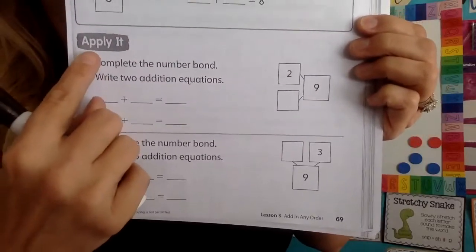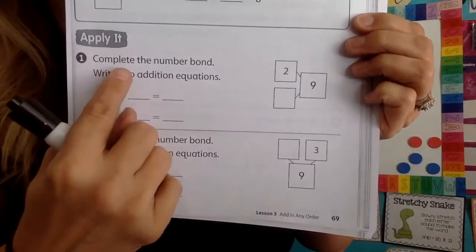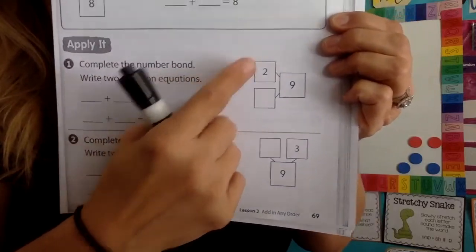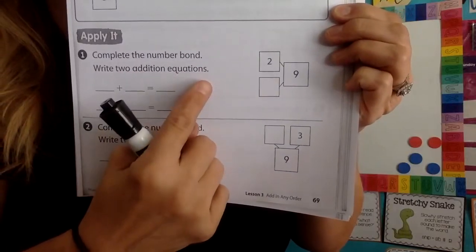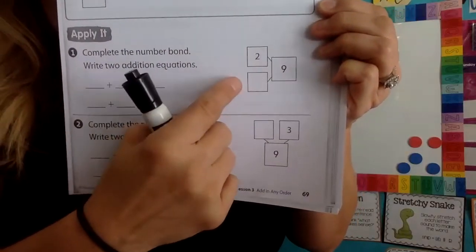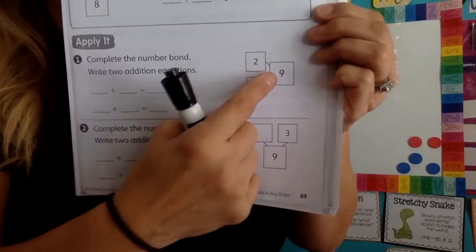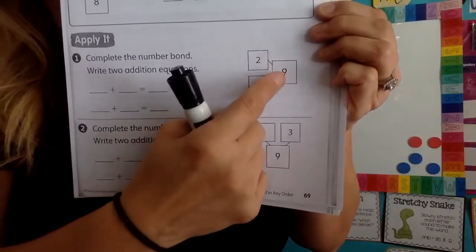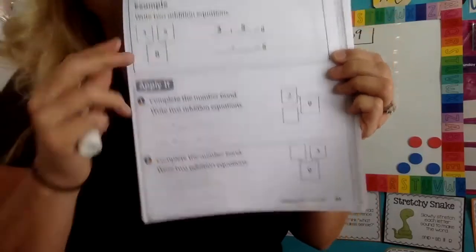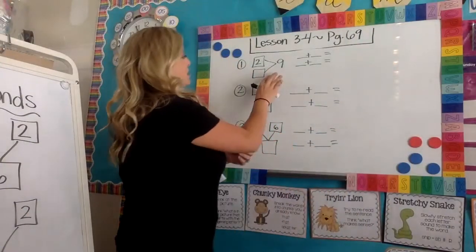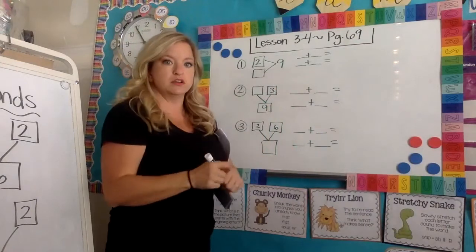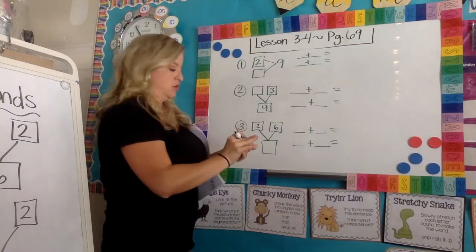It says, apply it. Complete the number bond. This is the number bond. Write 2 addition equations. 2 plus blank equals 9. Blank plus 2 equals 9. Well, gosh, we need to figure out what gets us to 9. Here is problem number 1. Hopefully you can see it okay.